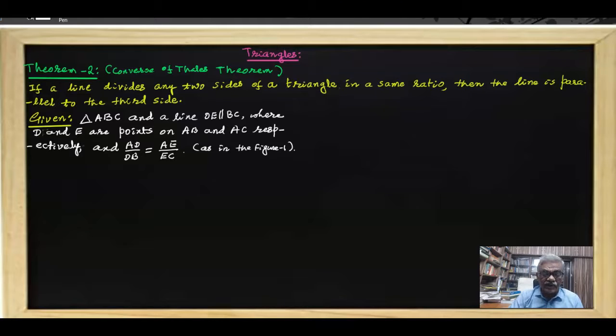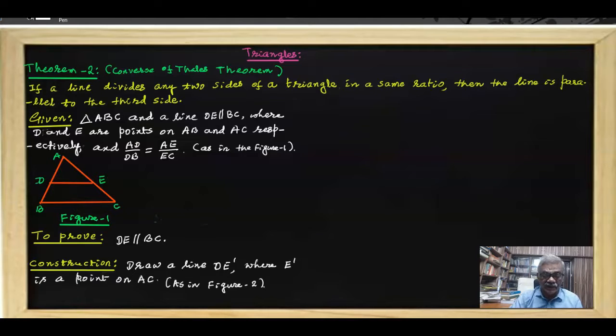You can see, given ABC is a triangle and a line DE, where D and E are points on AB and AC respectively, such that AD by DB equals AE by EC, as in the figure. Now what we have to show is that DE is parallel to BC.